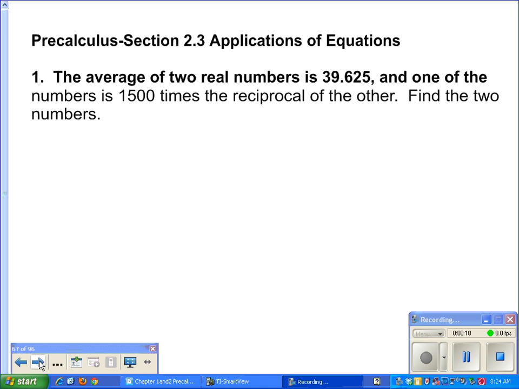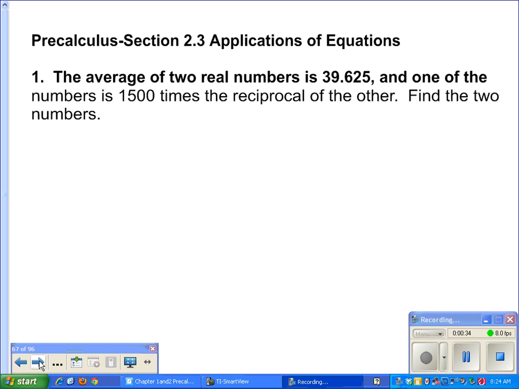So the first one, you have the description. It's the average of two real numbers is 39.625. One of the numbers is 1500 times the reciprocal of the other, and we want to find the two numbers. All right, so the first thing we want to do is to set up an equation.